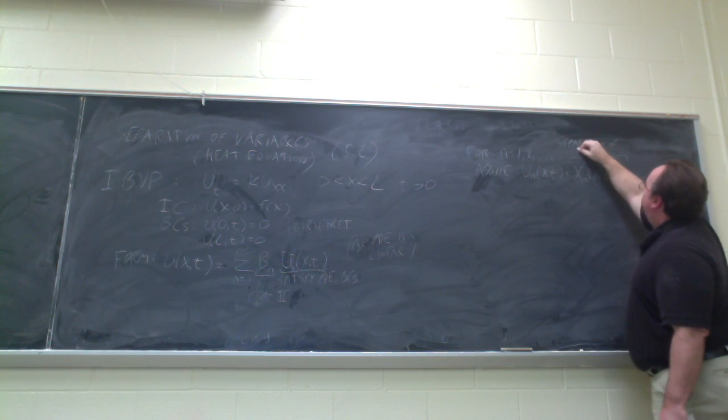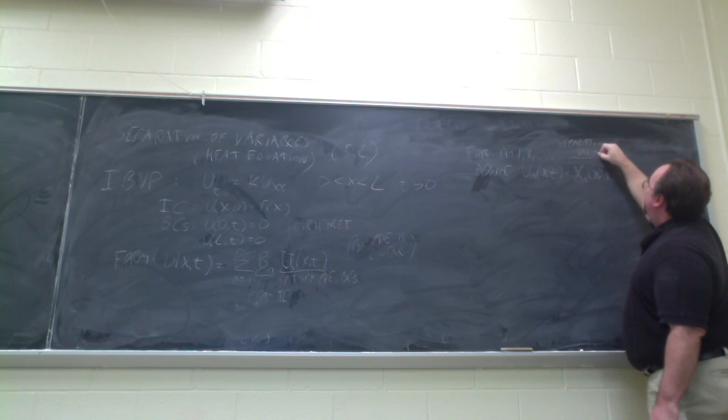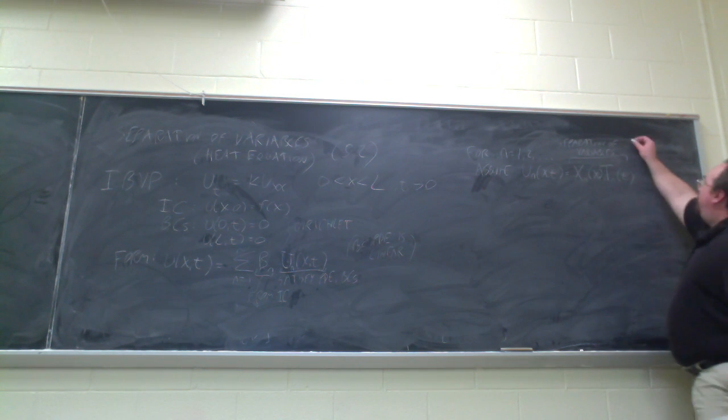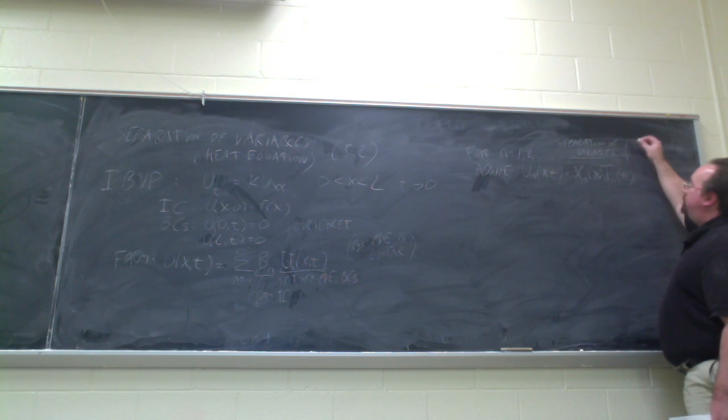What we're actually going to do is take a PDE that has 2 independent variables, x and t, and solve it by breaking it down into 2 ODEs, one for each of those variables. And this is possible because the PDE has constant coefficients.